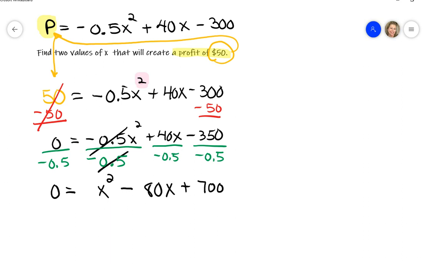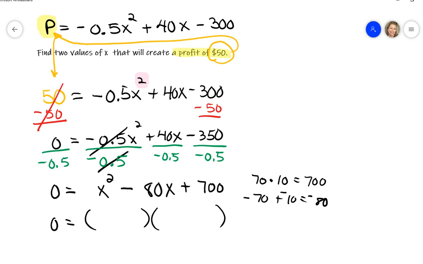Now, you can either try to factor this or use a quadratic formula. And actually, this one, I believe, factors. Yep, I need two factors of 700 that add up to 80, and I saw it right off the bat. 70 times 10. 70 times 10 is 700, and 70 plus 10 adds up to 80. Of course, they'll both have to be negatives to get a negative 80. So, first times first, my x squared, that's x and x. And then I'm going to have one of these is a negative 70, and the other one's a negative 10.